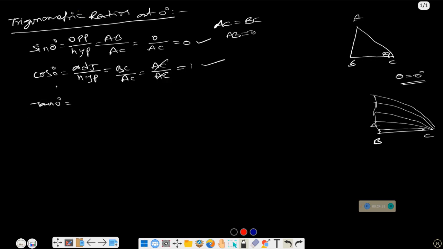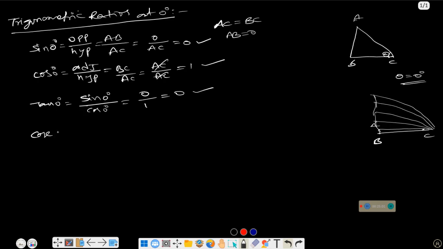Next, to find out tan 0. Already I told you tan is the ratio of sin theta and cos theta. In this form write down. So tan 0, how can I write down? Sin 0 by cos 0. Actually you can find out opposite by adjacent also, we are getting the same value. What is the sin 0 value? 0, cos 0 is 1. So 0 by 1 means what? 0. So tan 0 is also 0.